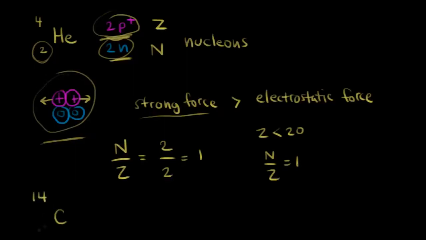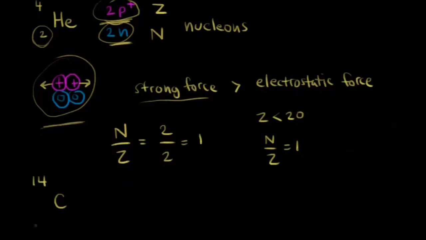So we have carbon-14. Let's get a little space right down here. Carbon-14, atomic number of 6. Therefore, carbon has 6 protons in the nucleus. So there are 6 protons. Number of neutrons will be 14 minus 6, so 8 neutrons. So what's the neutron to proton ratio? What's the N to Z ratio here?